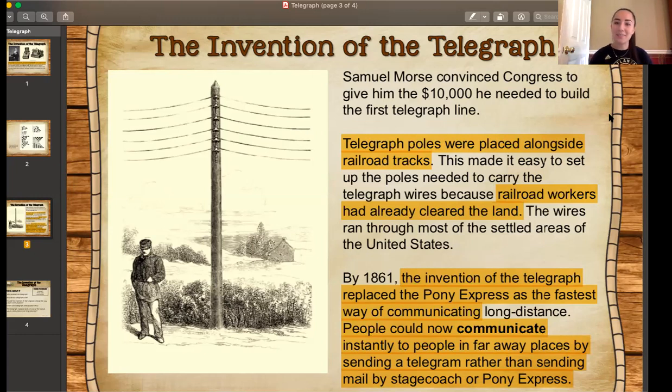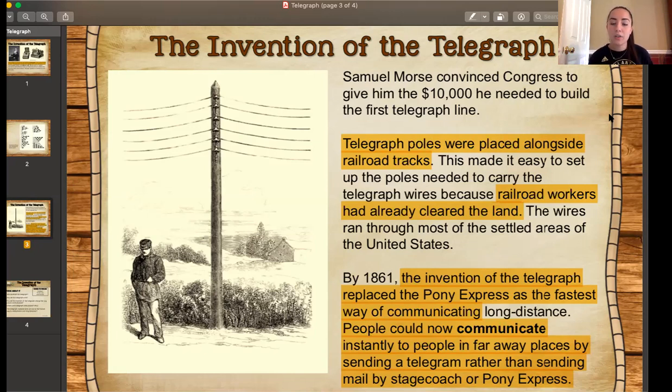So here we learn that the telegraph needed poles and wires in order to send those signals. In the picture, you see what one of those poles and wires would have looked like. And we read that these poles were placed along the railroad tracks. Why? Because when they made these railroad tracks, they already cleared the land. They already cut down the trees, and these poles were easy to place up there. It was quicker than having to clear the land all from scratch. They just used what was already cleared by the railroad.